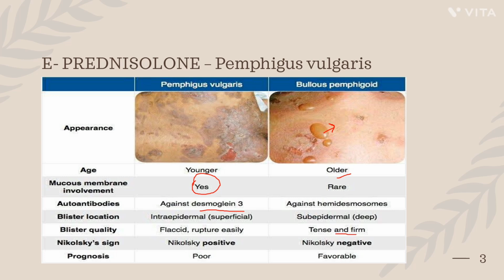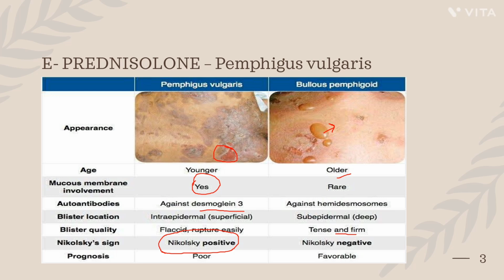And that is why in pemphigus vulgaris there is Nikolsky's sign. Nikolsky's sign means once you rub the lesion or try to touch the lesion, the skin peels off. That is what you see here. That's called Nikolsky's sign, but that is negative in bullous pemphigoid because the blisters there are more tense and firm. They do not rupture easily and the skin does not peel off easily. Prognosis is poor in pemphigus and it is better in bullous.